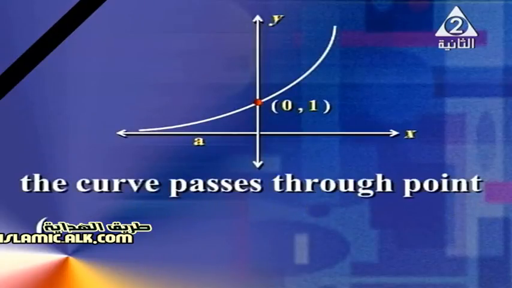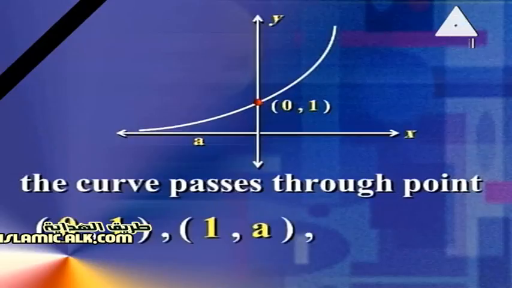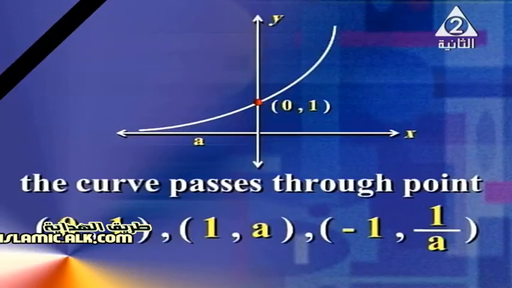The curve passes through the points (0, 1), (1, a), and (-1, 1 over a). Dear student, the curve passes through the point (0, 1) on the y-axis, the point (1, a), and the point (-1, 1 over a).